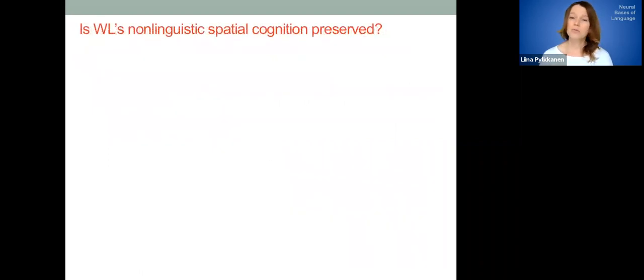Okay, so we first want to ask whether WL's spatial cognition is intact. If it's not intact, then his sign problems might be caused by just a more general spatial cognition problem. So we want to establish that first. So what does his spatial cognition look like?